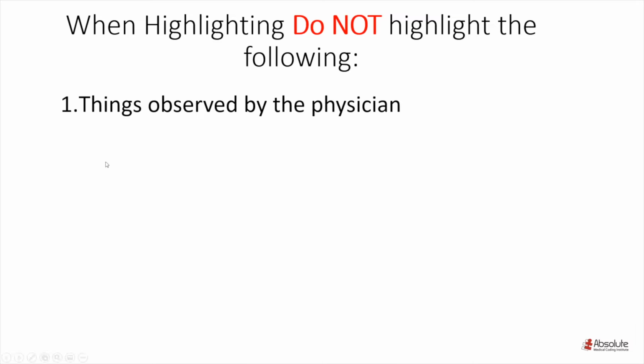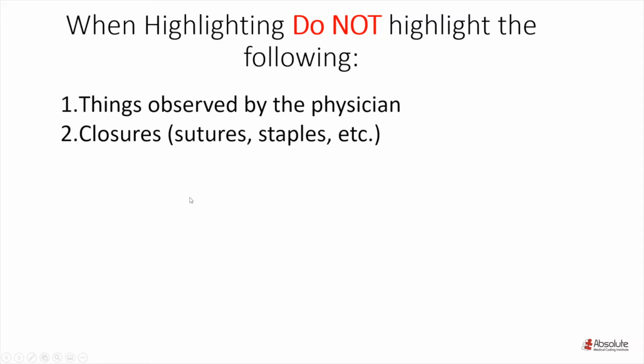So number 1, don't highlight things observed by the physician. Number 2, don't highlight closures such as sutures, staples, etc. And I'm saying closures. Now you will code a suture if that is the treatment. But if you're just closing the surgical site, you don't highlight it unless it's for an integumentary procedure.